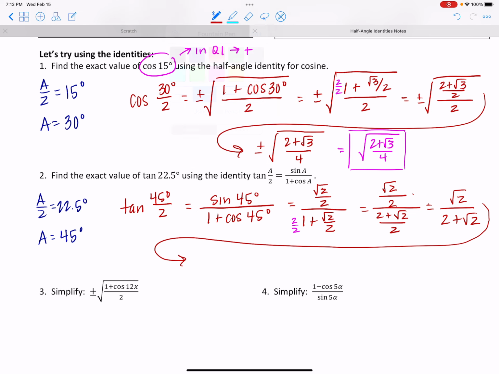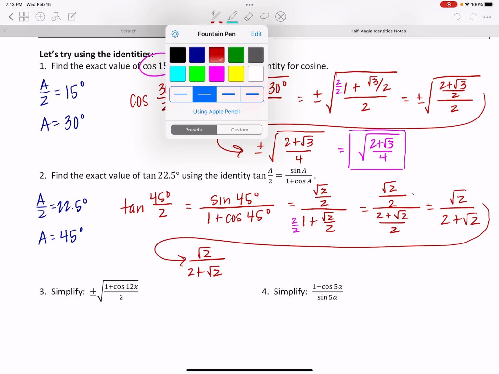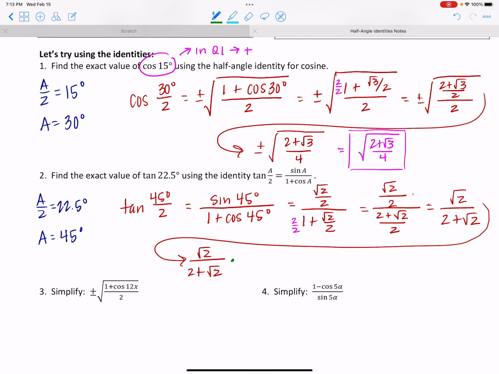I'm trying to simplify radical 2 over 2 plus radical 2, and I have to rationalize this. I do that with a binomial denominator by multiplying by the conjugate of that denominator. So 2 minus radical 2 and 2 minus radical 2. So I end up in the top of the fraction with radical 2 times 2 is 2 radical 2. Radical 2 times radical 2 is just going to be 2, and that's going to be negative.